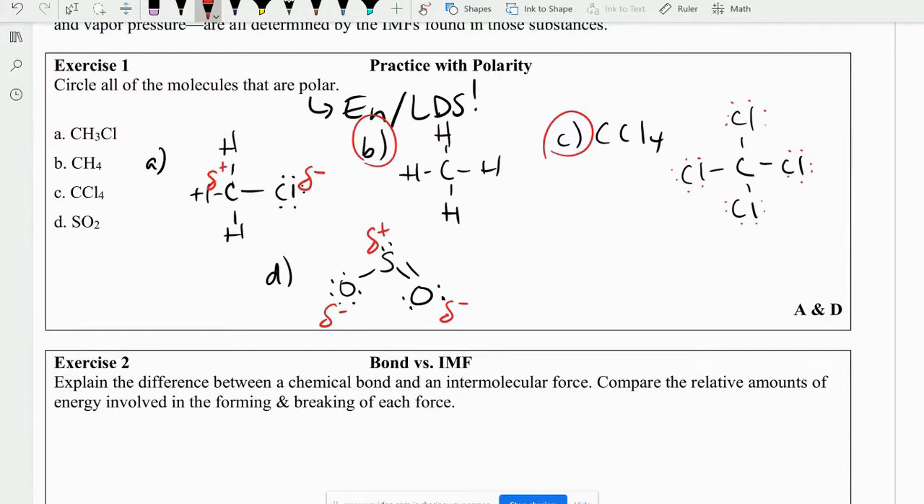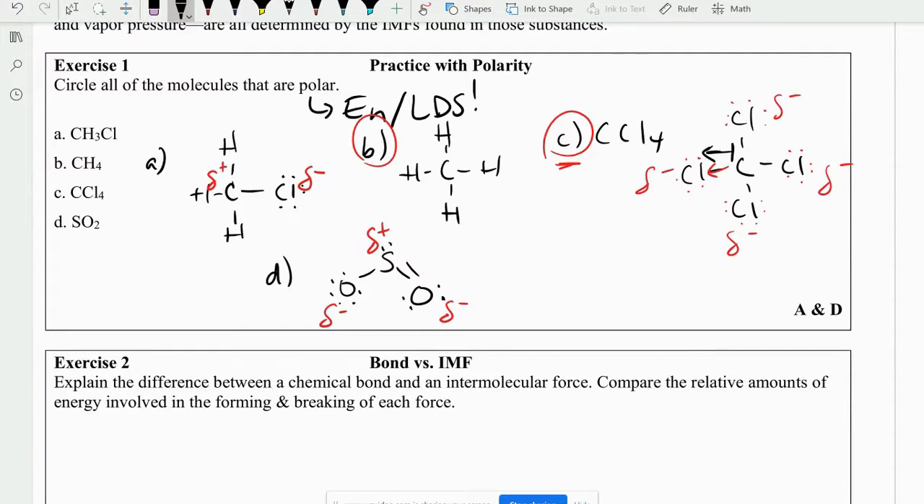Now, some of you are going to argue that if you go to CCl4, if you go back to option C, all of those chlorines are electronegative and they're all pulling the electron towards the chlorine, which should be a negative, which you're right. But what's happening here is if you draw the dipole moment, or the direction of the charge, remember we draw a line and we point it that way.